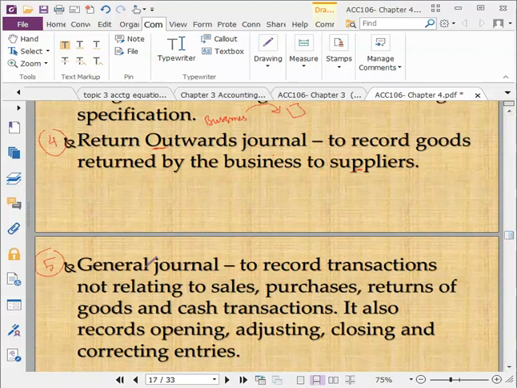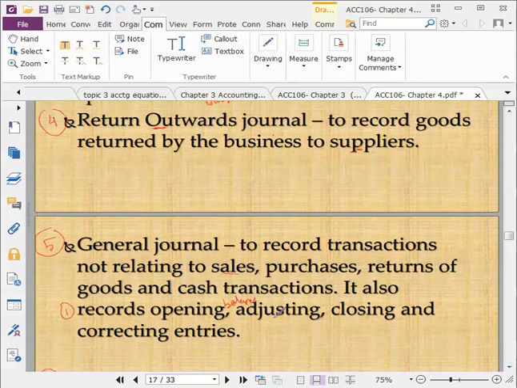Okay, next is the fifth one, general journal. General journal to record transactions not relating to the sales and purchase tadi. Contoh dia apa? Records opening balance. Kalau ada adjusting for an error, closing and correcting entries, kita akan record dalam general journal. Apa lagi yang kita akan record dalam general journal?